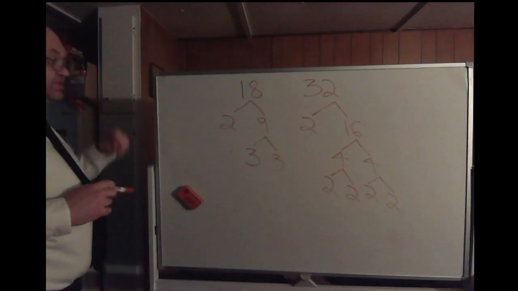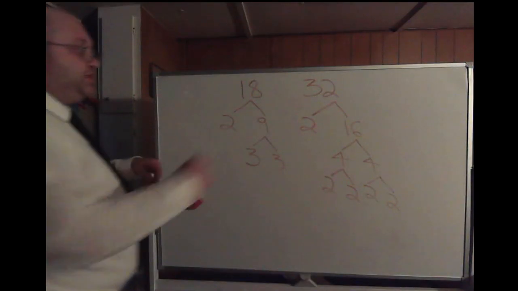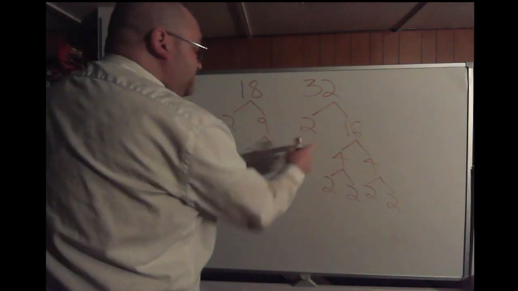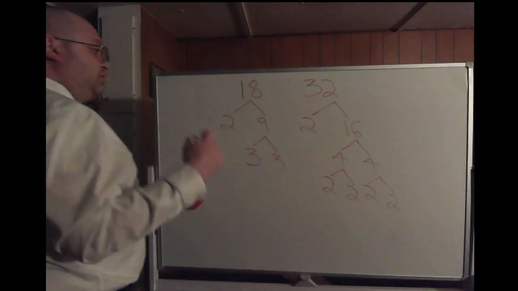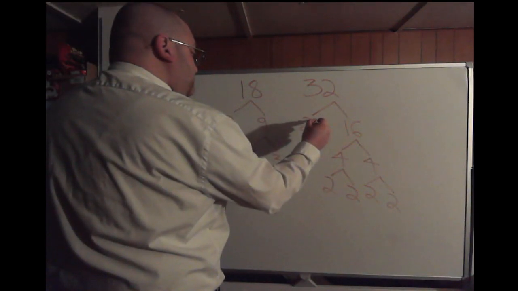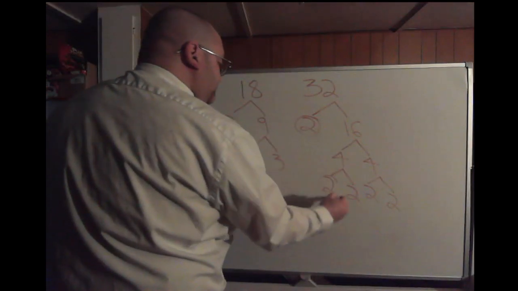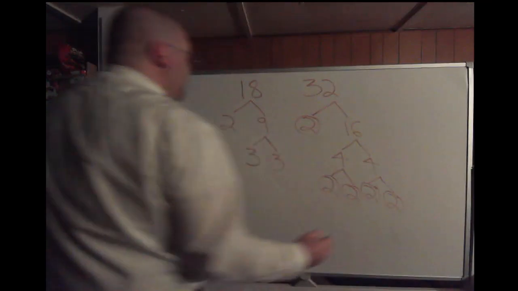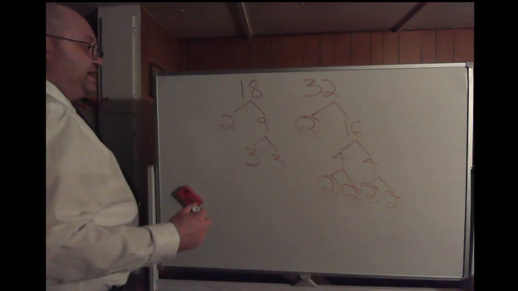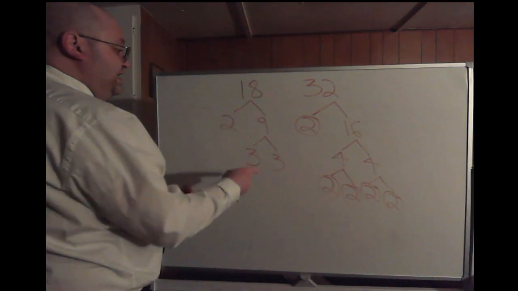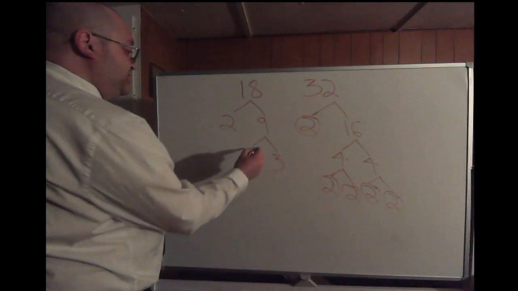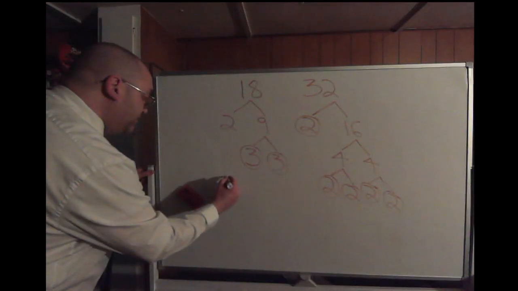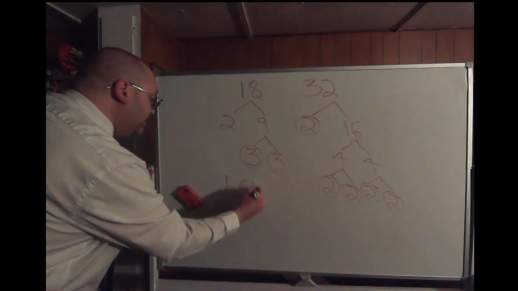Well, let's start with what they both have in common. Both 18 and 32 have 2's in common, but 18 only has 1. 32 has 5. So, you're going to circle the one that has the 5 2's, which would be the 32. Now, what's left is 18 has two 3's, 32 has nothing else, so you'll circle the two 3's.